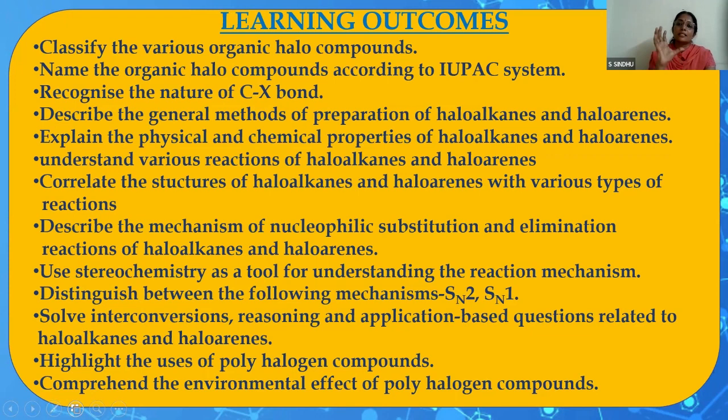And the child, once understanding the complete content, the concepts in this chapter, will be able to solve interconversions related to the reactions mentioned here and then connect it as we go on to the other chapters. And the latter part, we have polyhalogen compounds, a brief mention about it, and the environmental effects of polyhalogen compounds. So once we do this chapter, the child will be able to relate to all this and work on it.